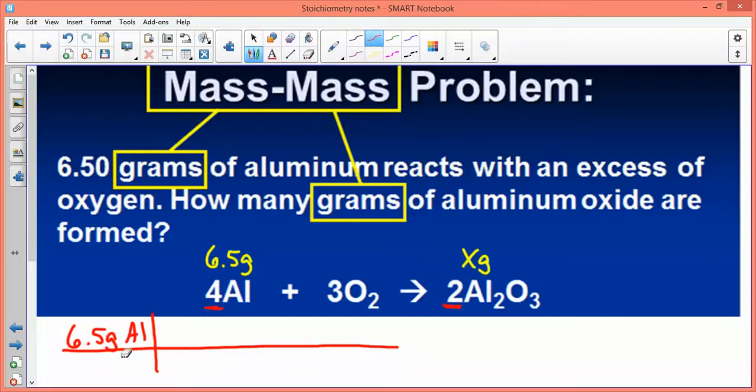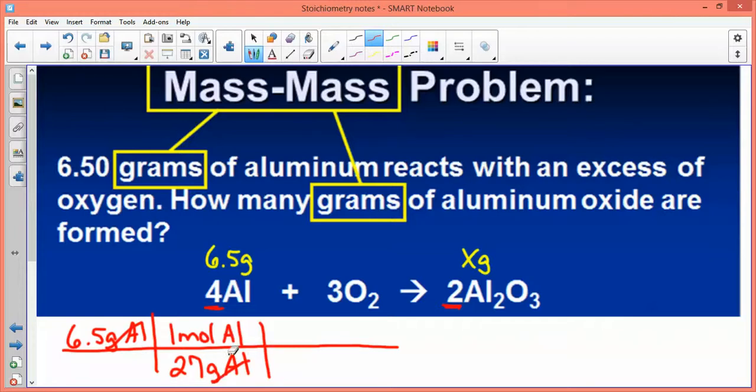And I know that in 1 mole of aluminum, if I look at the periodic table, it contains approximately 27 grams of aluminum. This number comes from the periodic table. This is the molar mass. I can cancel out my grams. Now I'm in moles of aluminum.